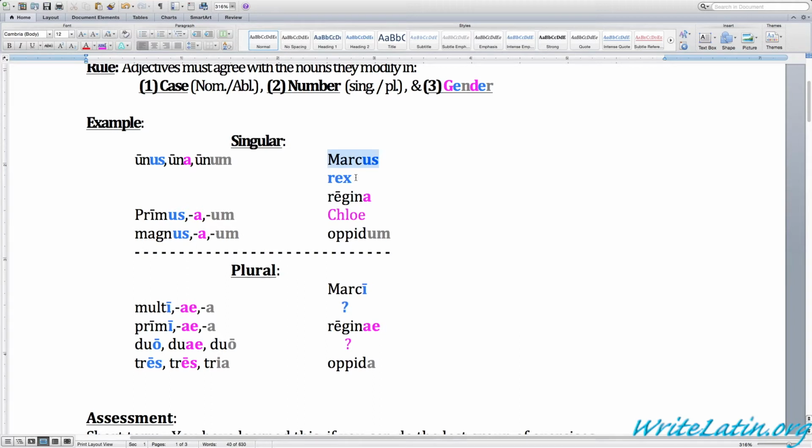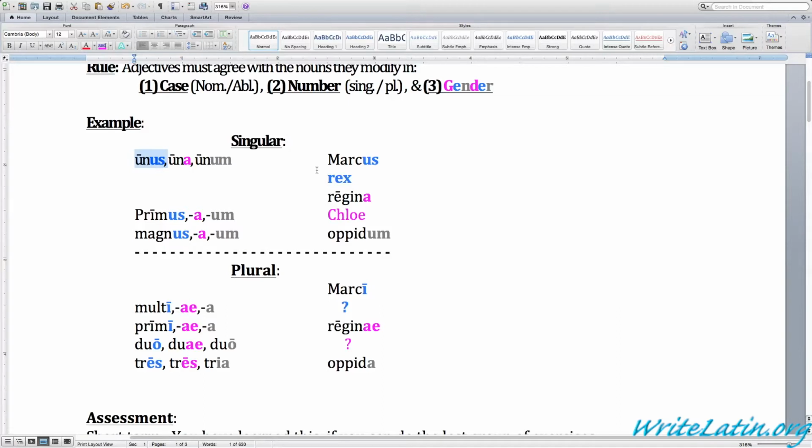Here are some nouns on the right, and here are some adjectives that might match with them on the left. Notice that we typically write all the possibilities of an adjective's gender because it could vary depending which noun it's attached to. But a given noun only has one gender, and it will have that gender forever and ever. So rex will always be masculine. All right, so what is rex? A king.